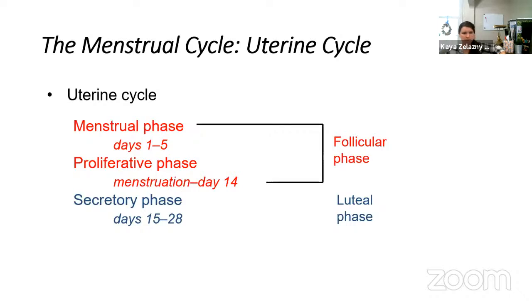So this is happening at the same time, and it maps on pretty well. We have 3 phases instead of 2 when we're talking about the uterine cycle. We have the menstrual phase, when you're actually shedding the uterine lining, so this is when we would see bleeding. We have the proliferative phase, where the uterus is regrowing things. Then we have the secretory phase. The first 2 map onto the follicular phase, so the menstrual and proliferative phases happen before ovulation, and the secretory phase happens after ovulation, during the luteal phase.